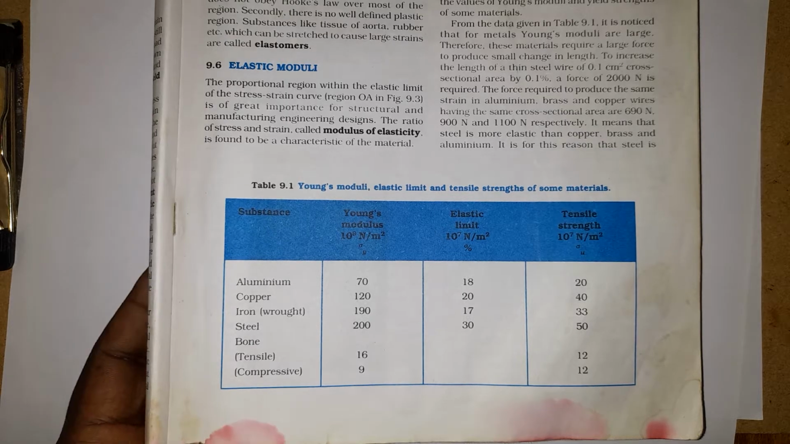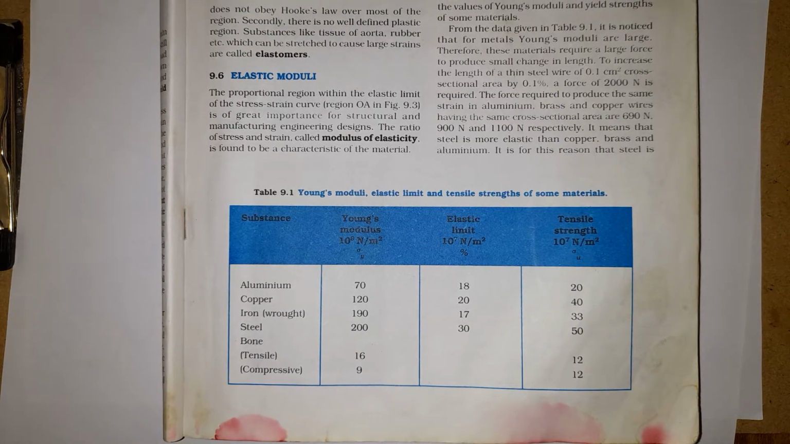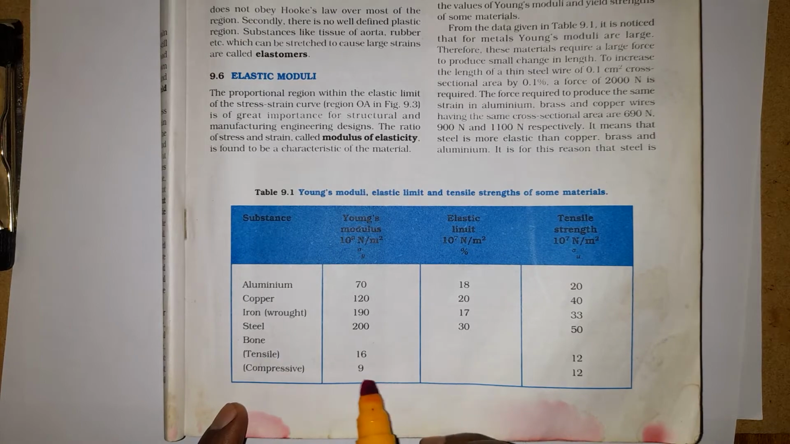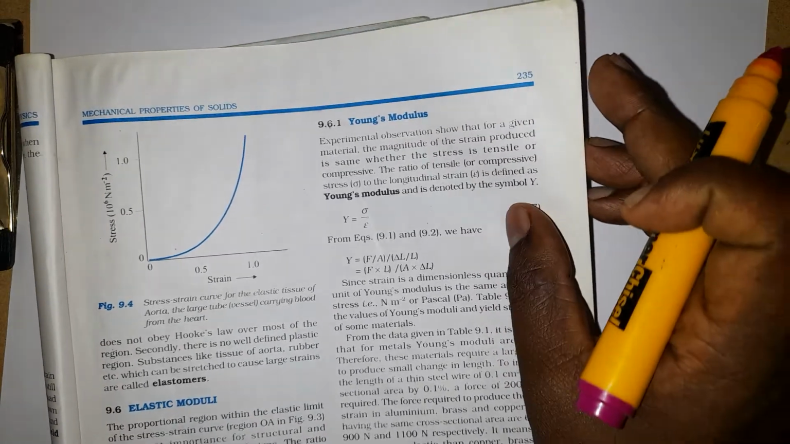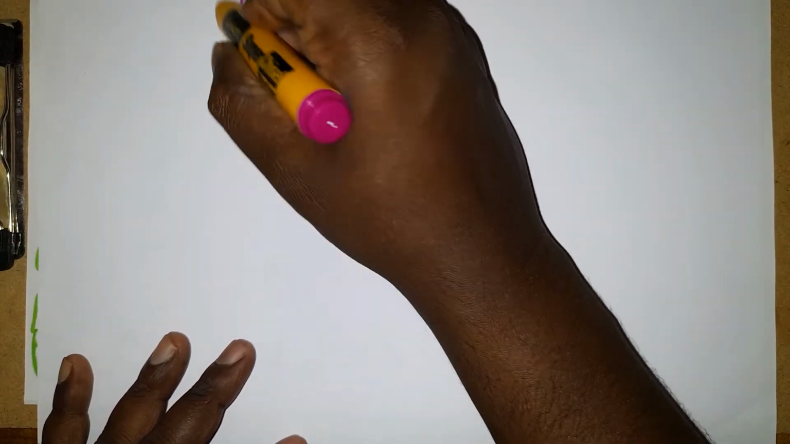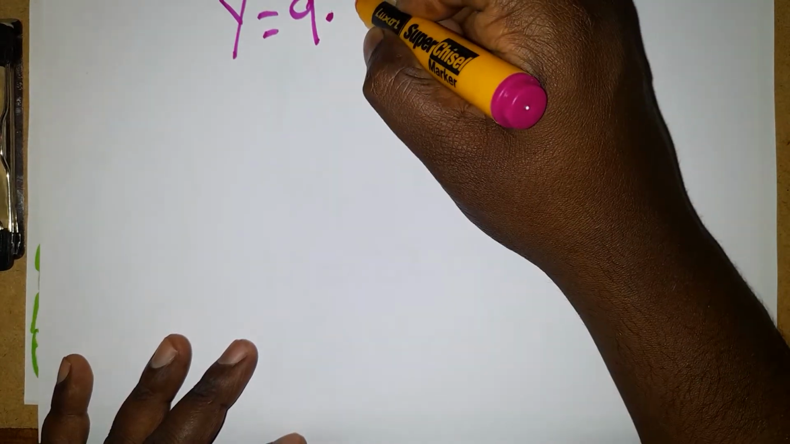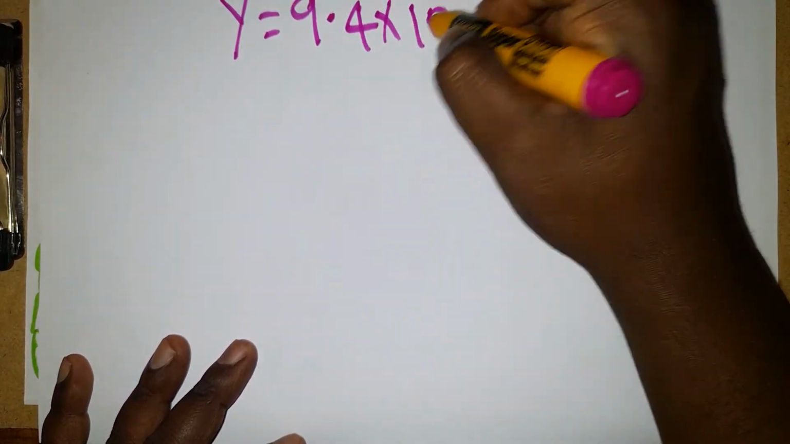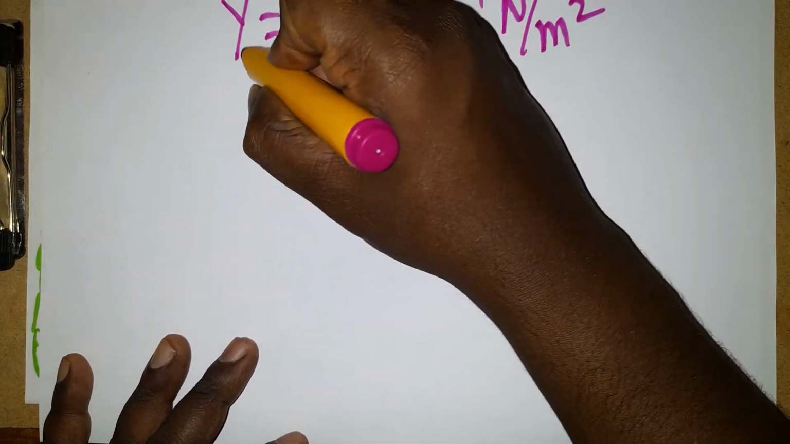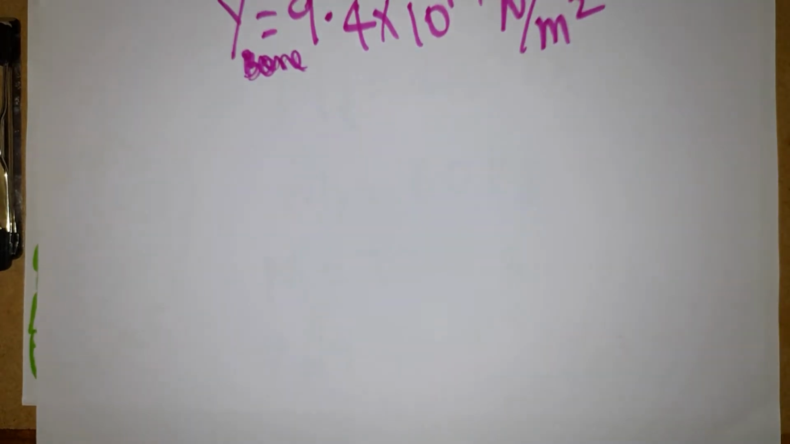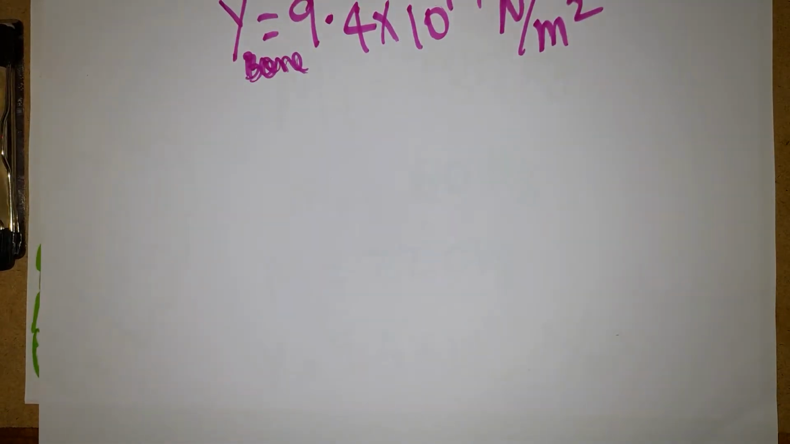This is the tabular column. See here, the modulus of the bone for compression is 9 into 10 power 9. It is given on page number 235 of the chapter. Now the Young's modulus we know already: 9.4 into 10 power plus 9 Newton per meter square. That is the modulus of elasticity of the bone we got. Now they asked how much the bone will get compressed. That is the question they asked.